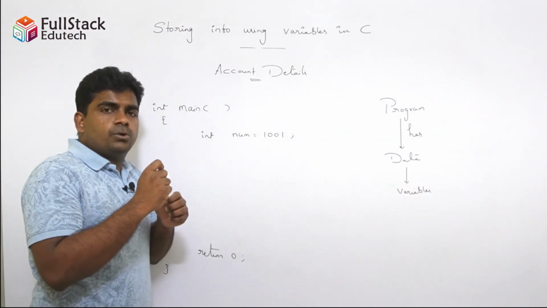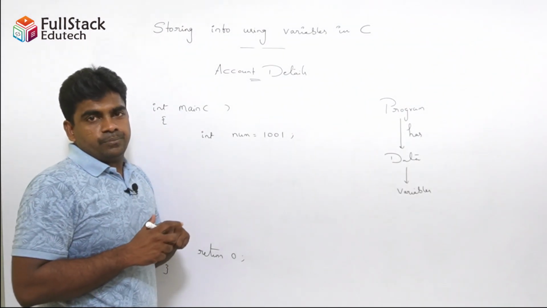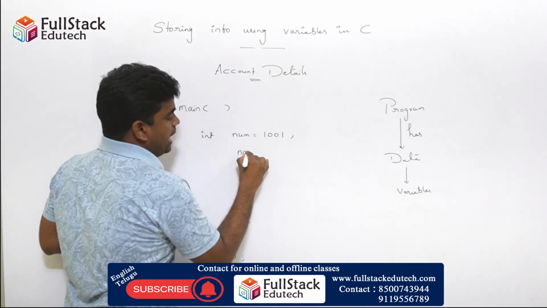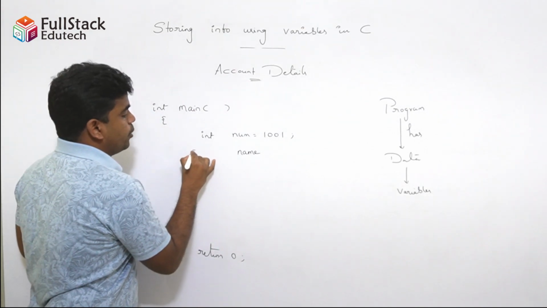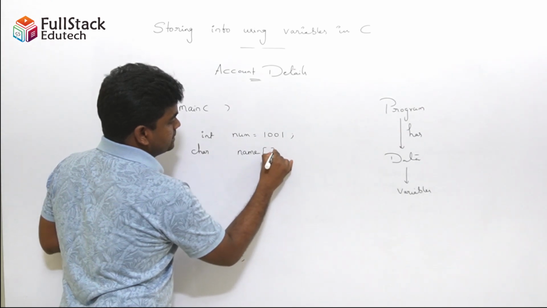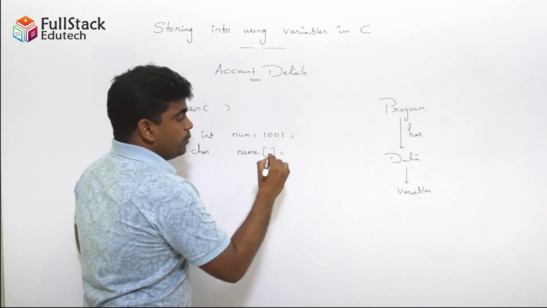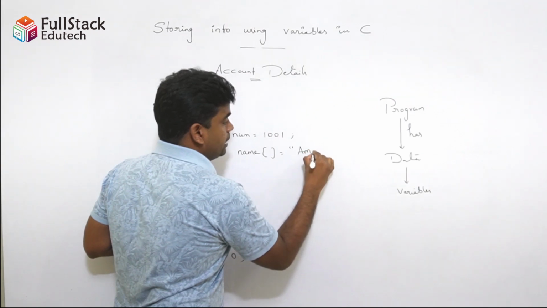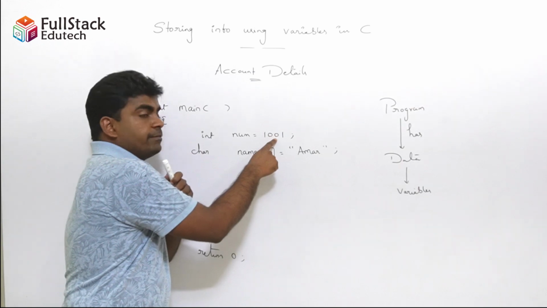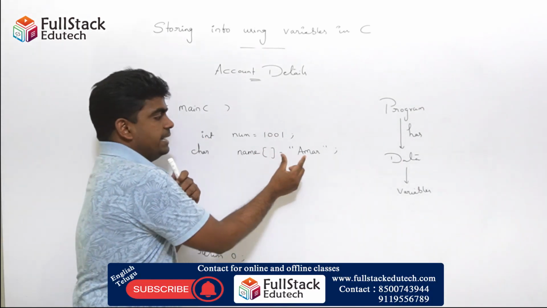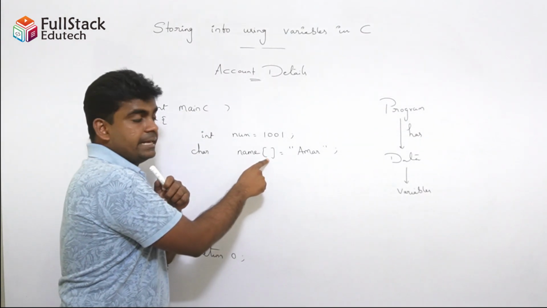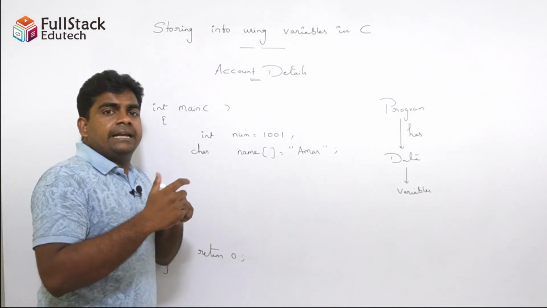Next, I just want to store the account holder name. Name is a string. We already know a string is nothing but either a character array or a character pointer. We declare it like this, as a character array. How can you represent the string? Using double quotes. Suppose I am taking Amar. This is an integer value, so the type is int. Next, this is a string, a collection of characters, and we represent it using a character array, with a variable name.